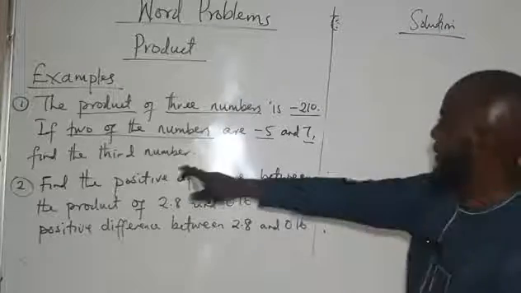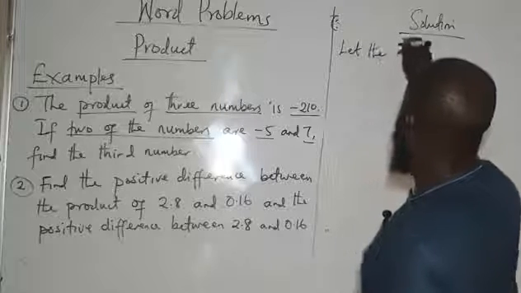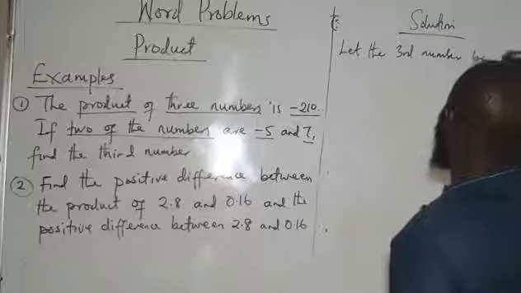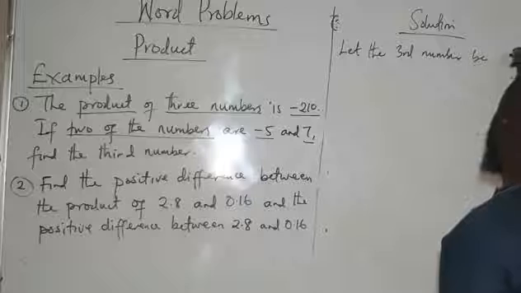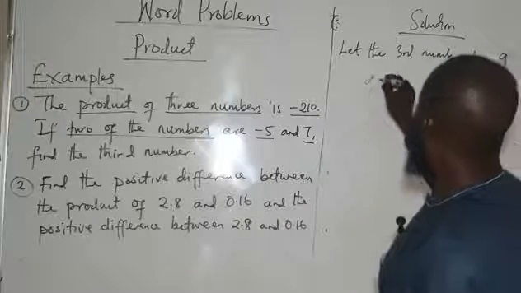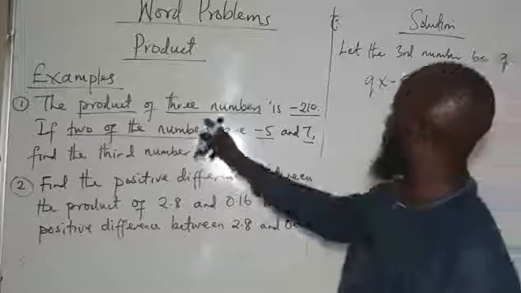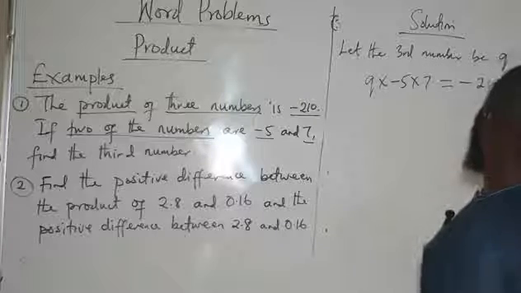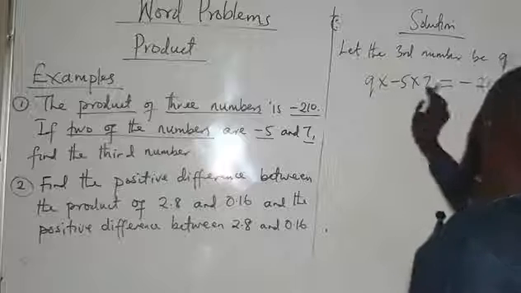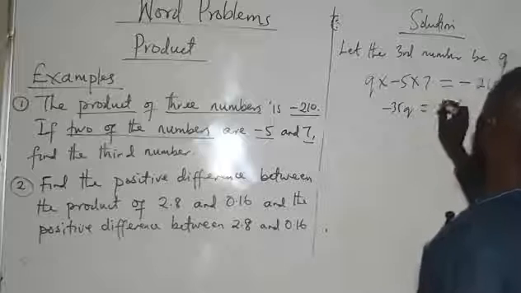So the product of, let the third number be X or be Q. So the product of three numbers now will be Q multiplied by minus 5 multiplied by 7 will give us what? Minus 210. So it remains the Q. So in this case, minus 5 multiplied by 7 will go minus 35, Q equals minus 210.